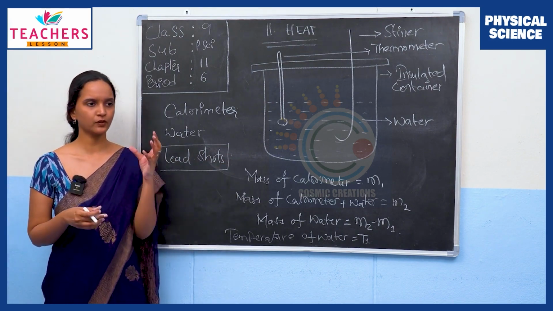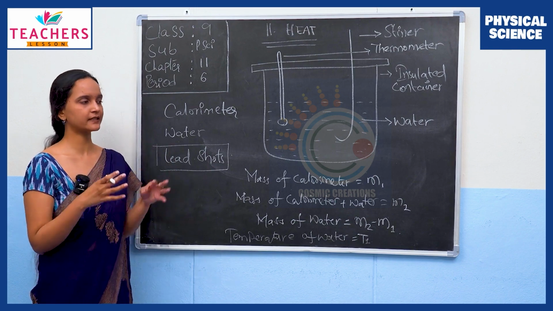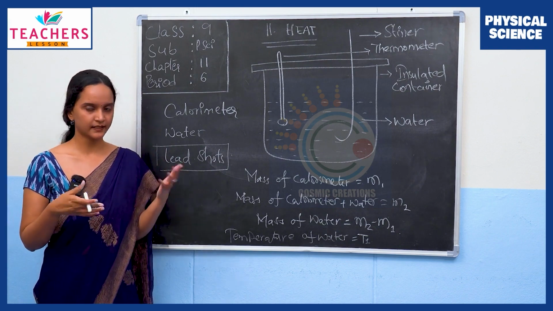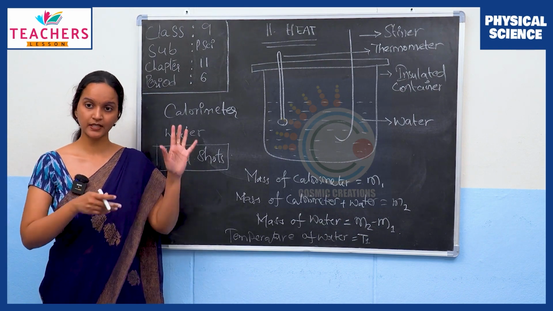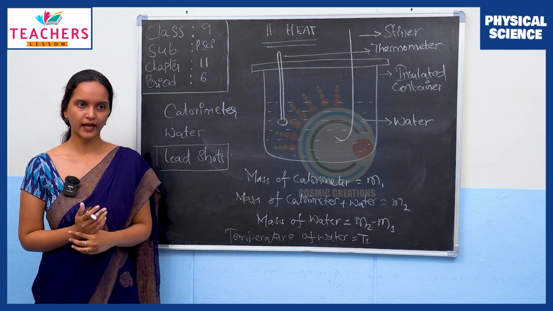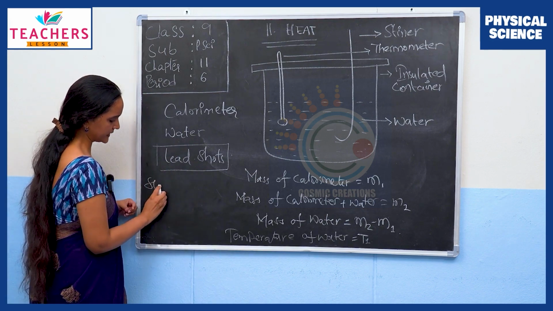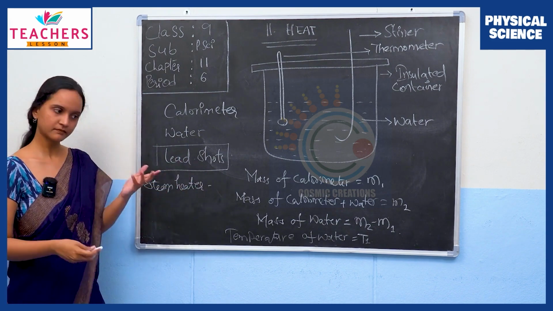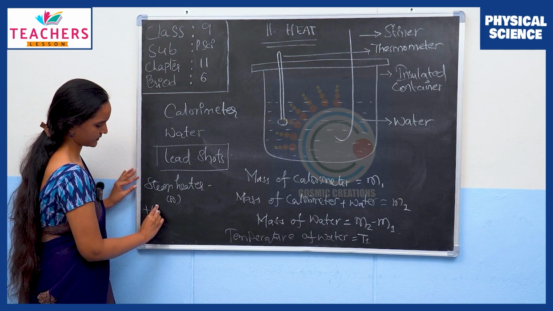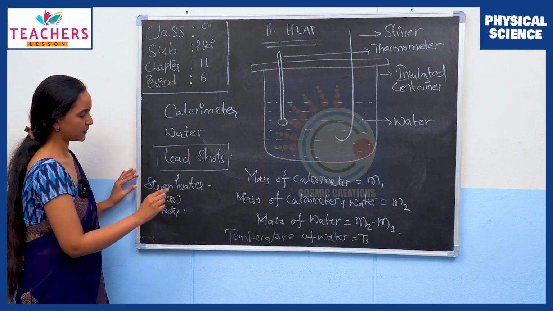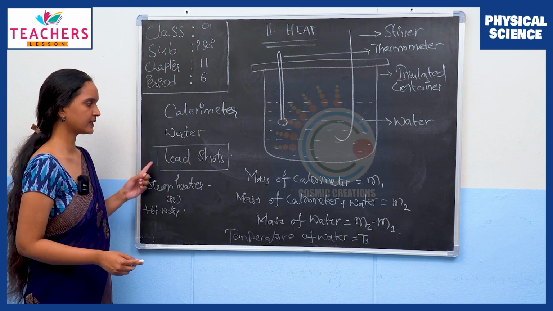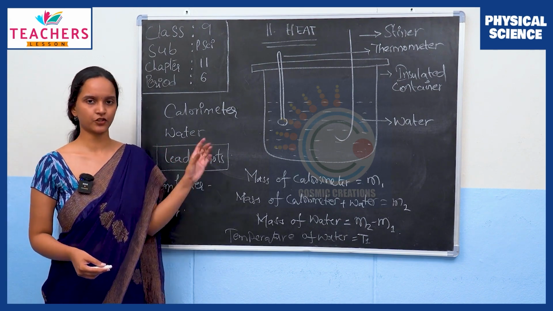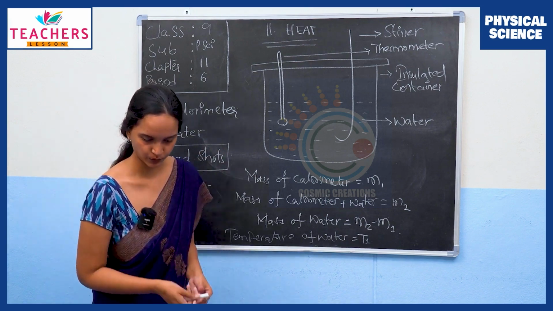Let's take a few lead shots and heat them separately. Let's say we heat them to maybe 100 degrees Celsius or 90 degrees Celsius. How can we do that? By using a steam heater or with the help of hot water. Simply by using a steam heater or hot water, we can heat these lead shots. So let's say we have heated these lead shots to a temperature of T2.